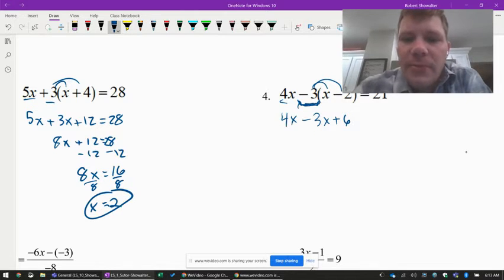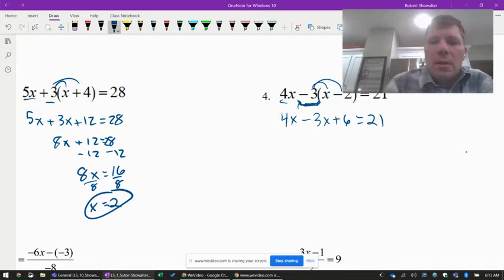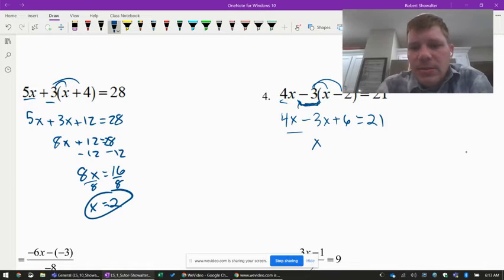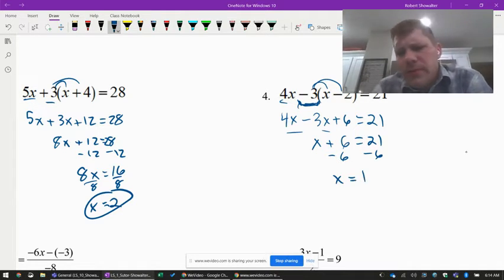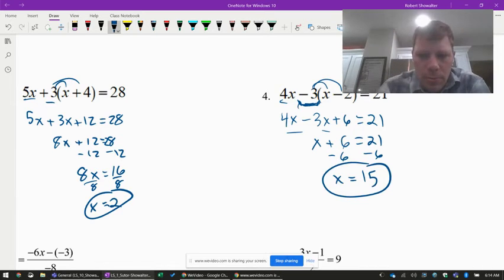Over here on the left, we'll drop the 4x down. Keep going. 4x minus 3x is just x. Those combine. We don't combine the 6 because it doesn't have an x with it, and it's not a like term. So we get x plus 6. We're going to subtract 6 from both sides. So we get x equals 15. Okay. Here we go. Pause it if you need to.